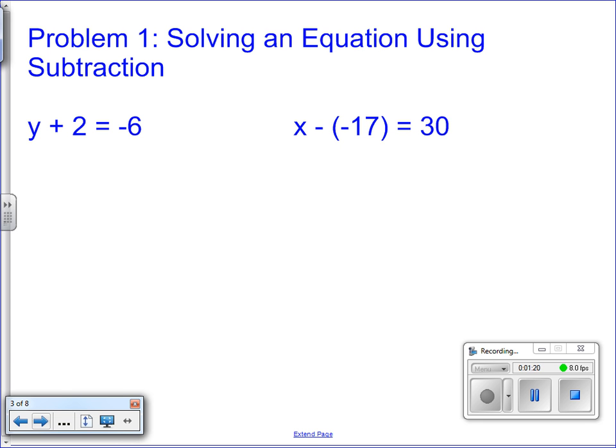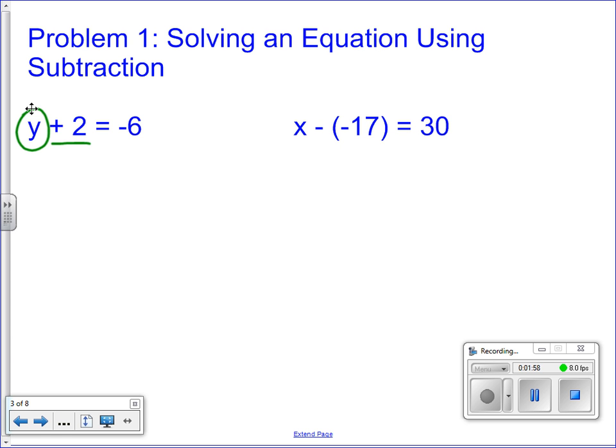We're going to start by solving a couple of problems where we're going to use subtraction. And we'll be using the subtraction property of equality to solve both of these. In the first equation, y plus 2 equals negative 6. What we want to do is isolate the y, and that means we want to get the y by itself on one side of the equal sign. So what we notice is that we have a plus 2 that is attached to the y, and that's what we're going to have to remove.